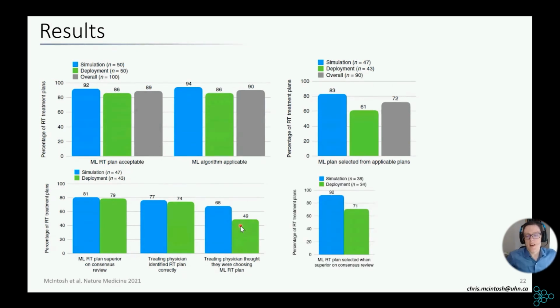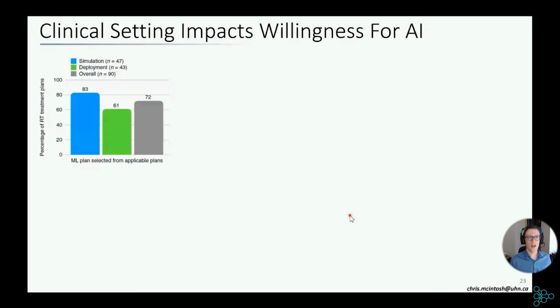We also looked at whether or not the machine learning plan was selected when it was superior upon that consensus quantitative review. And it was 92% in simulation and 71% during deployment. So overall, what we conclude from this is that when there's a degree of risk for the patient, the physicians become a lot more conservative. So there's a lot more conservative views or behavior in a clinical study versus in a simulated study. And this turns out to be important because this means that the clinical setting impacts the willingness for AI.